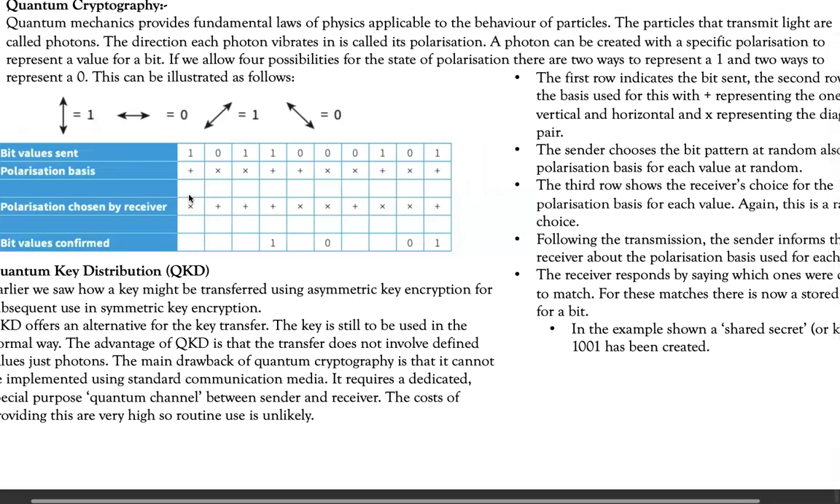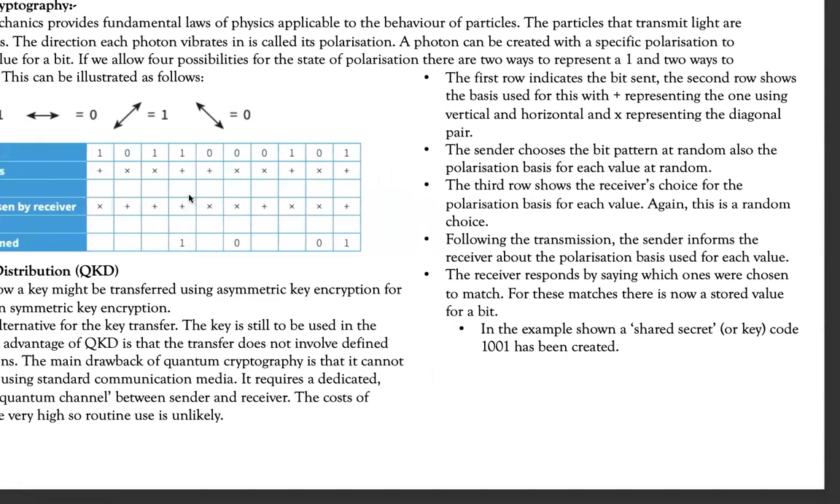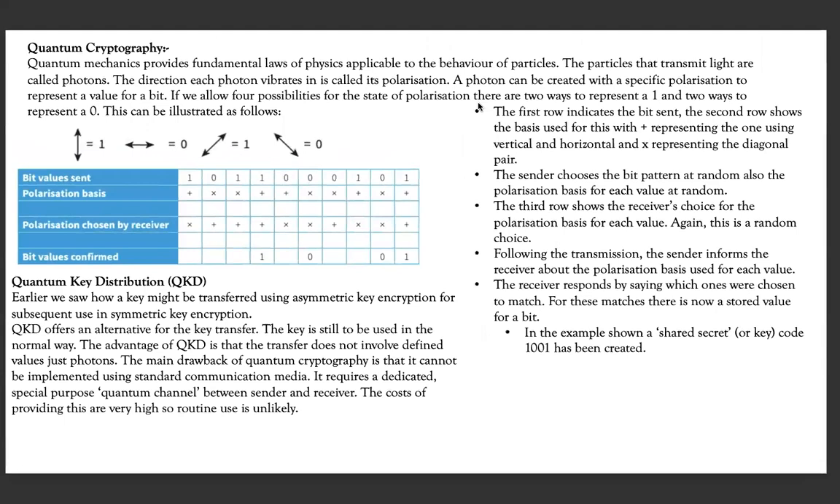So again, there's a 50% chance of properly guessing it or not. Okay, so let's look at what this table is elaborating on. The first row indicates the bit sent. The second row shows the basis of the filter, the plus representing the one using vertical and horizontal, and X representing the diagonal pair.